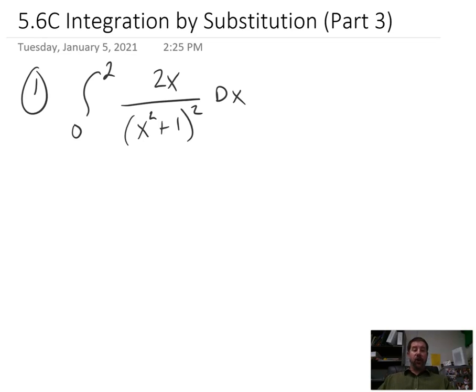Today we're doing our third day of integration by substitution. Today we're just going to take the stuff we learned the first 2 days and apply it now to a definite integral versus indefinite integrals. All right, so now we've got limits on our integrals.